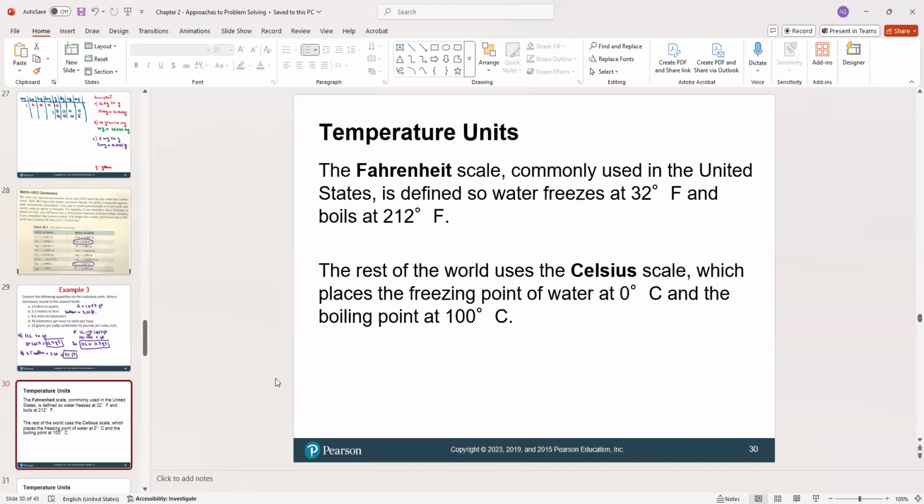But the rest of the world, besides the US, I know Canada, right when you cross the border, or Europe, or the Caribbean, anywhere you go, or Africa, they use the Celsius scale, which places the freezing point of water at 0 degrees Celsius and the boiling point at 100. So when you talk with someone who lives in Canada and they tell you they have minus 30 degrees, remember that negative 30 is negative 30 degrees Celsius, right? So it's negative 30 degrees Celsius.